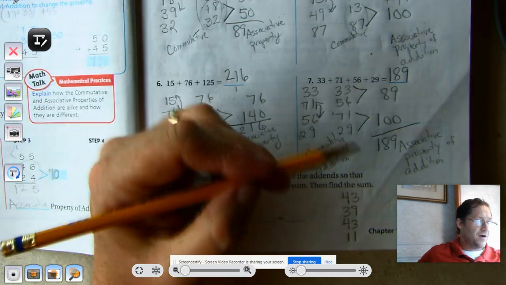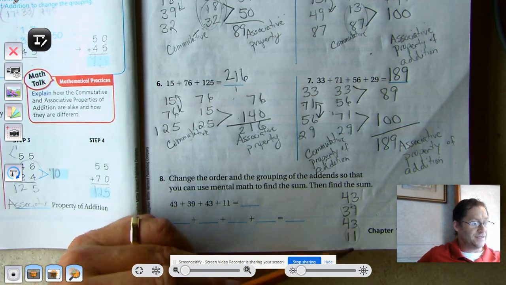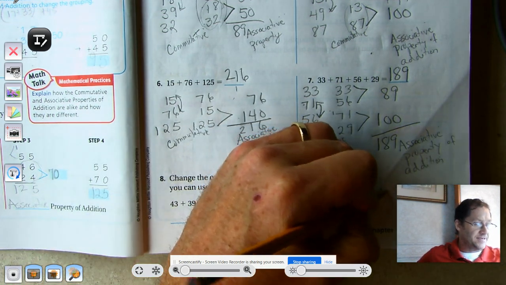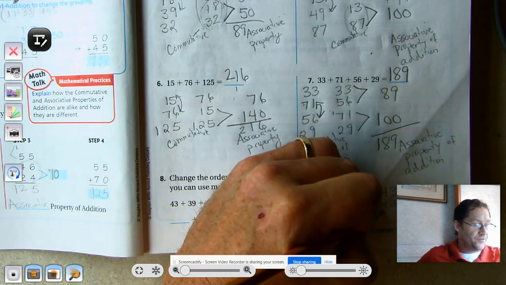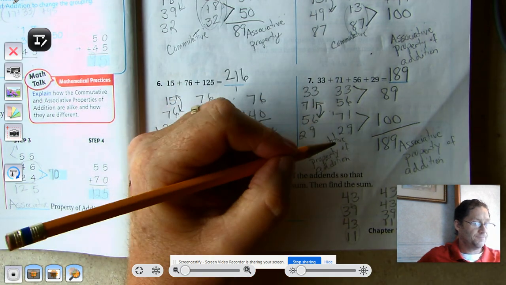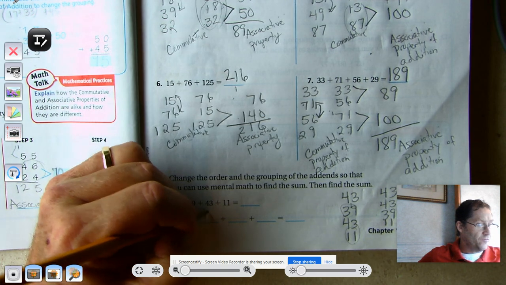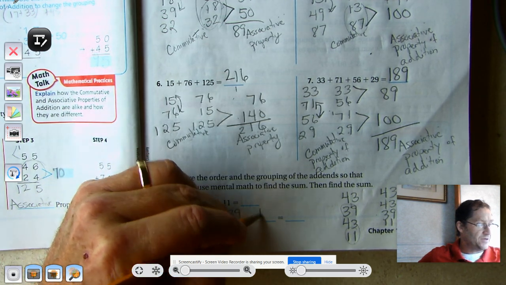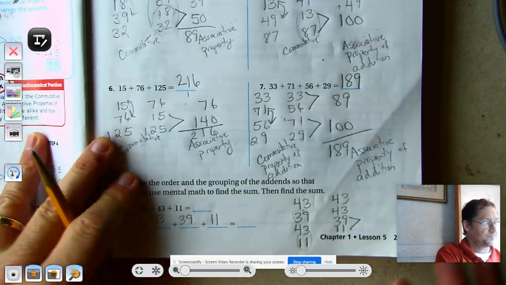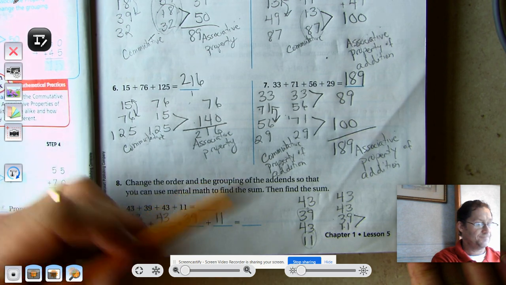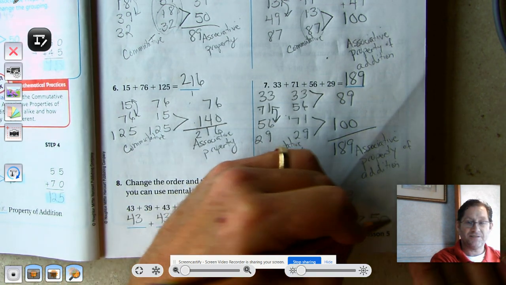Okay, and now I see that the 39 and the 11, 9 and 1 is 10. So I want to change the order of these. I want to put the 43 and the 39 in different orders. So now we're going to rewrite it as 43 plus 43 plus 39 plus 11. And we want to group the 39 and 11 first. 9 and 1 is 10. Regroup to 110. 3, 4, 5. 39 plus 11 is 50.